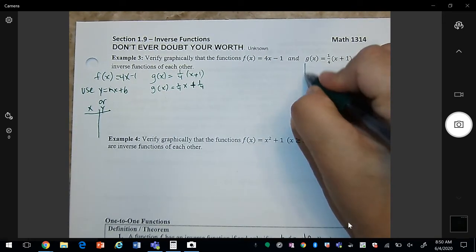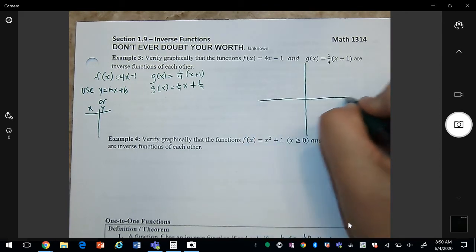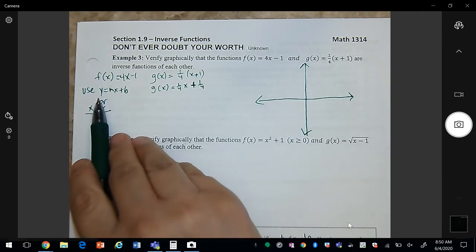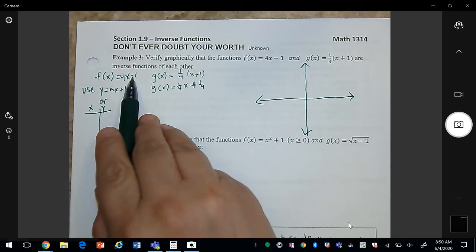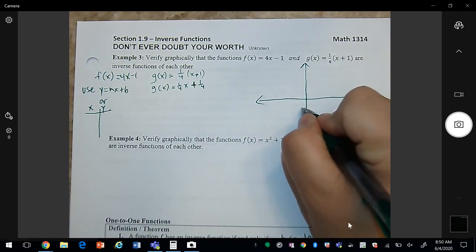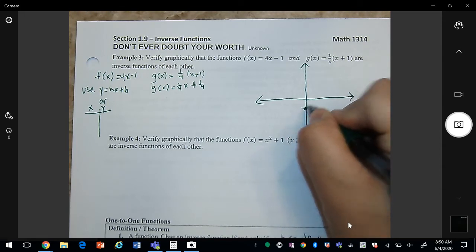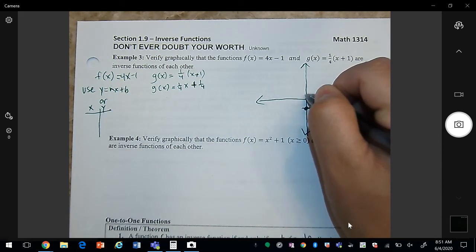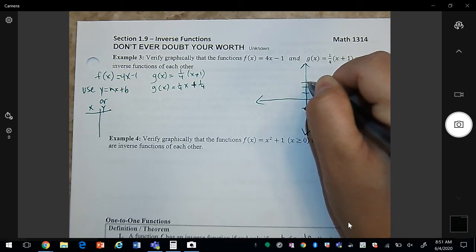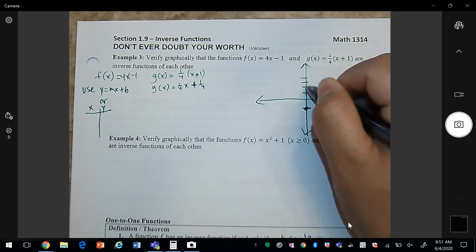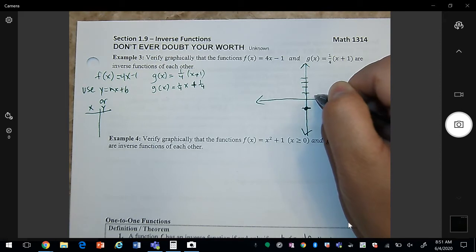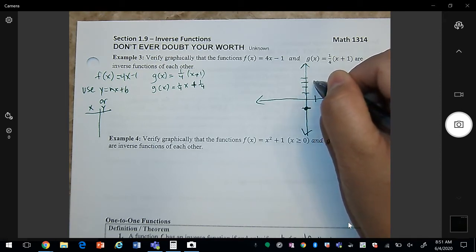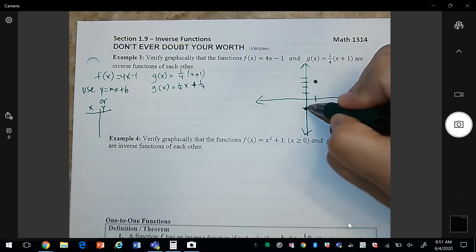So if we have our graphs, I'm going to use y equals mx plus b for this one. So we have -1 as the y-intercept. And then my slope is 4. So that means I'm going to go up 4. So 1, 2, 3, 4, and then to the right 1. Okay, so this is my line.